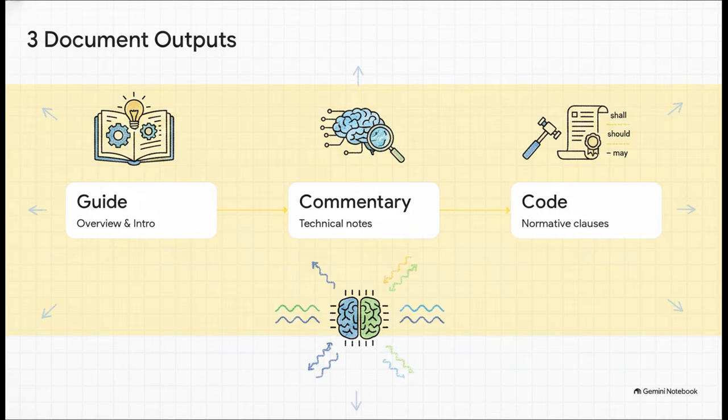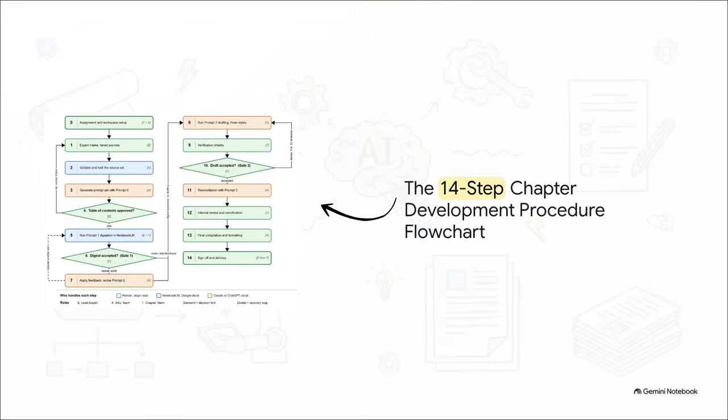This pipeline translates into mind-blowing efficiency for you. From one unified workflow, the AI automatically generates 3 totally distinct audience-variant outputs for your chapter. It writes a guide containing overviews, a commentary with explanatory technical notes, and the mandatory code itself, perfectly formatted into normative clauses using the precise shall, should, and may terminology required by the CSA. You don't have to write these 3 documents separately anymore. The system drops them all simultaneously right from your verified digest. Okay, this brings us to the full 14-step chapter development procedure flowchart.